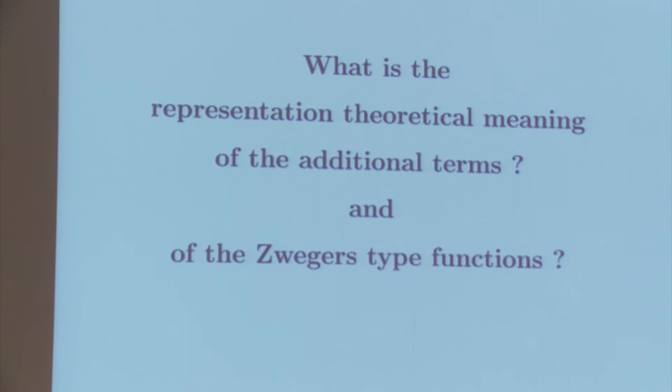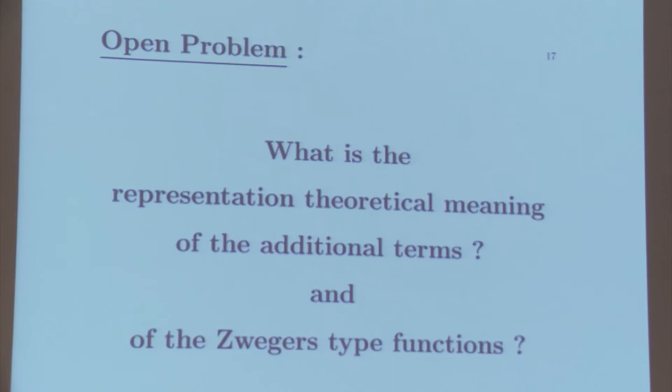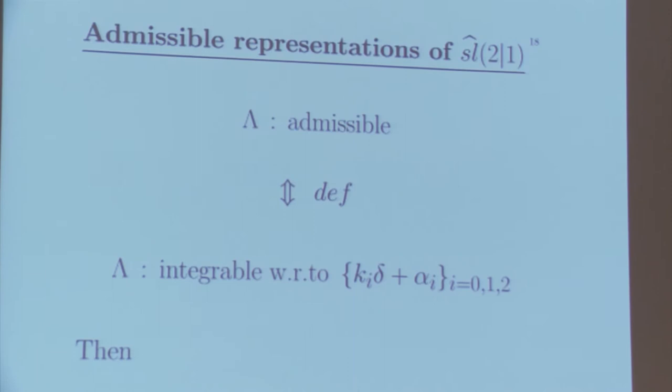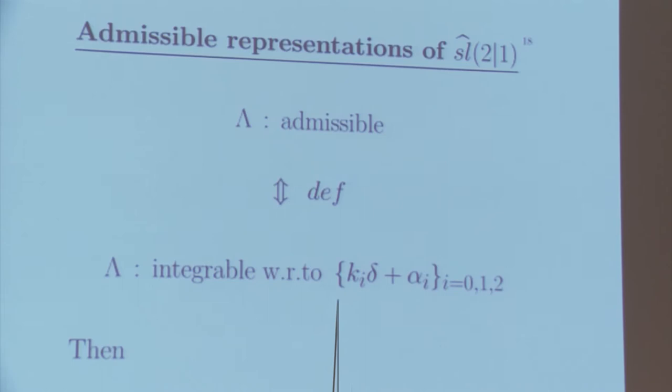Then the problem naturally arises: what is the representation theoretical meaning of these additional terms and Zwegers' type functions? Now, by using this result, we consider the admissible representations. An admissible weight is, by definition, integrable with respect to some subroot systems.